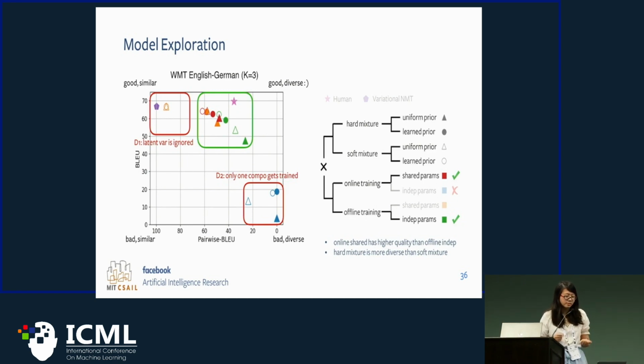Second, the hard mixture models yield more diverse translations than soft mixtures. It's just like how k-means tends to find clusters that are farther apart from each other compared to a soft mixture of Gaussians.